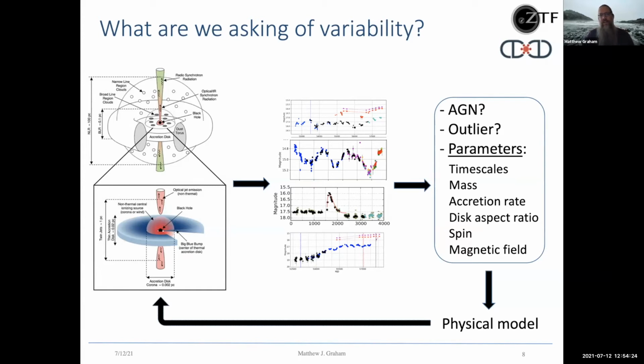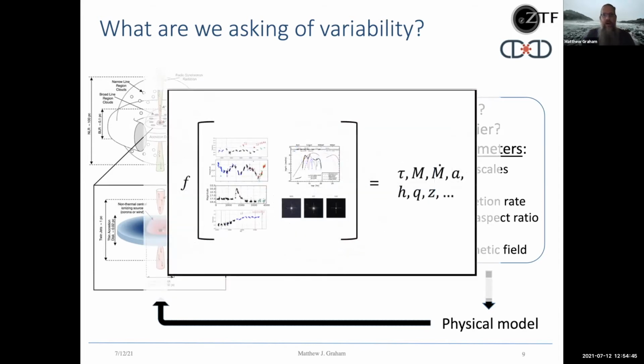There's some idea that the physical processes which are driving the variability, and the physical parameters that those are dependent on, are imprinted on the time series that we're going to be measuring and the variability that they're showing. And that may allow us to then determine what the physical model is and loop back to some understanding of what the actual processes close into the supermassive black hole are.